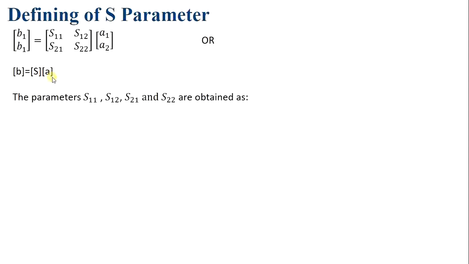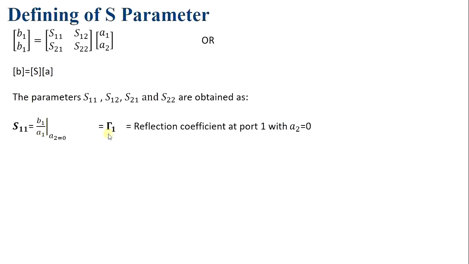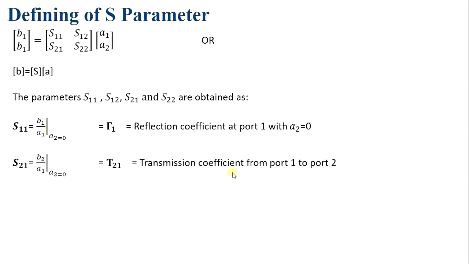So the parameters S11, S12, S21 and S22 are obtained as follows. To calculate S11, we make A2 equal to 0. So if we make A2 equal to 0, we get S11 equal to B1 upon A1. So this is nothing but the reflection coefficient at port 1 with A2 equal to 0. Now S21 can be calculated by making A2 equal to 0. We get S21 equal to B2 by A1, which is nothing but the transmission coefficient from port 1 to port 2.